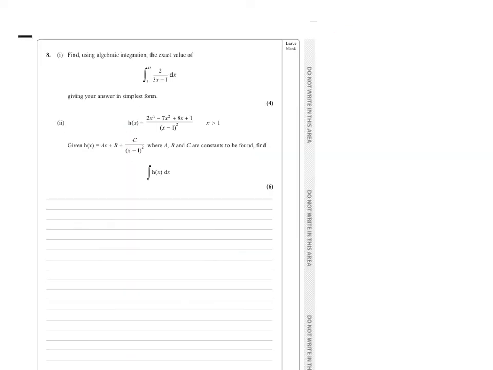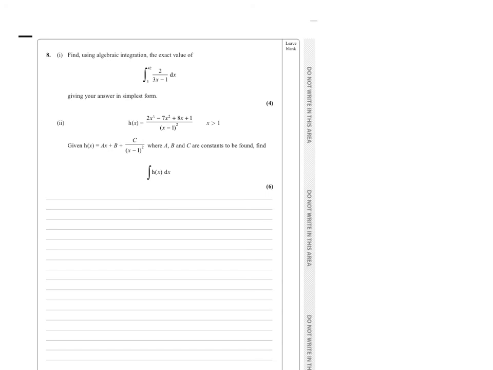Find using algebraic integration the exact value of the integral between 4 and 3 of 2 over 3x minus 1, giving your answer in its simplest form. Okay, the first thing we should be thinking when we see this is we've got 2 over and we have x to the power of 1 essentially. Whenever we integrate this, we're going to get a ln. Okay, and we need to use chain rule because we're going to integrate.